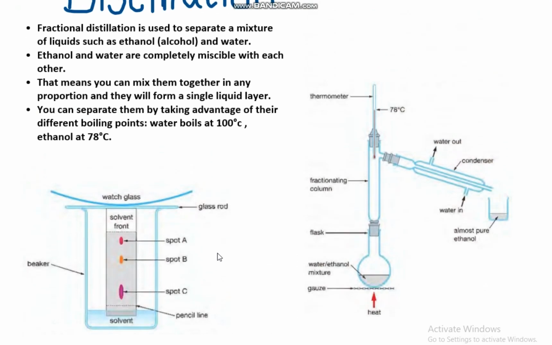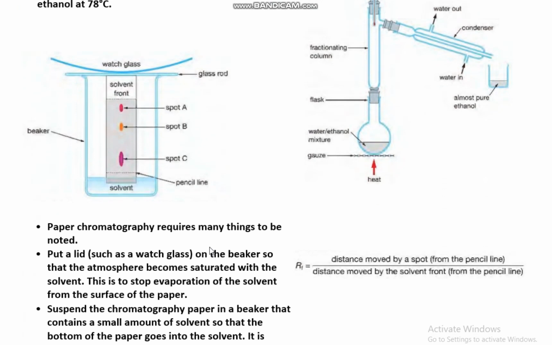And then we have chromatography. Paper chromatography requires many things to be noted. Put a lid on the beaker, because it is important, so that the atmosphere becomes saturated with the solvent. This stops evaporation of the solvent from the surface of the paper. So if the solvent evaporates, then no paper chromatography experiment happens.